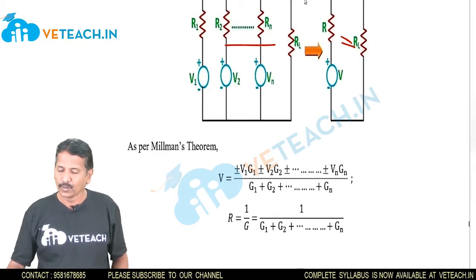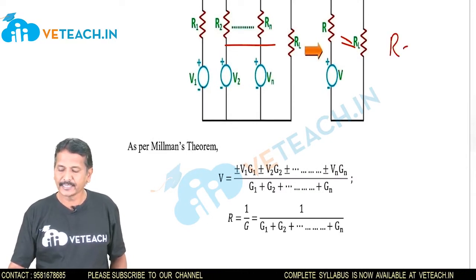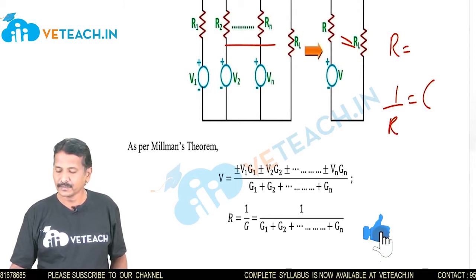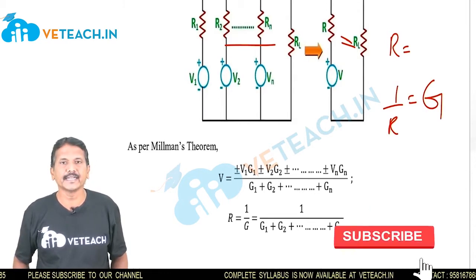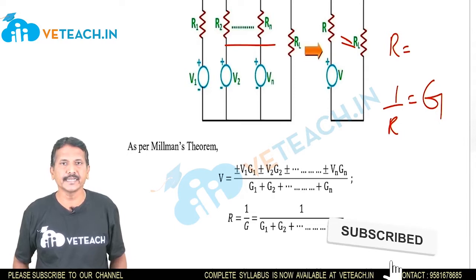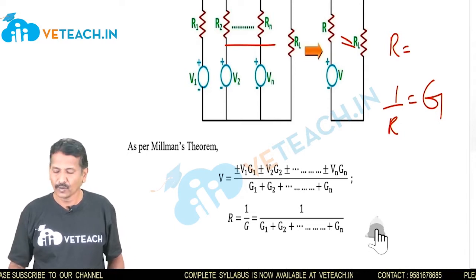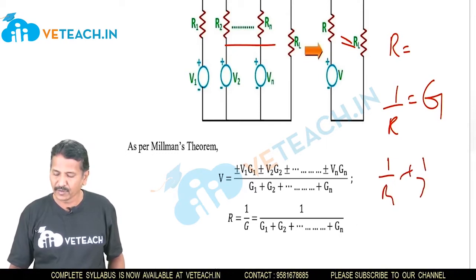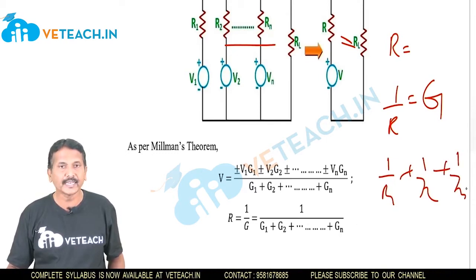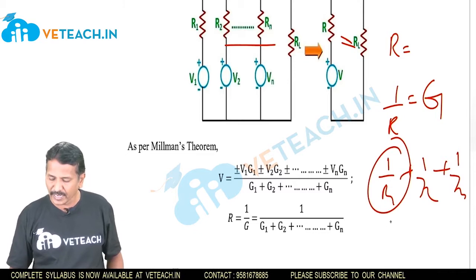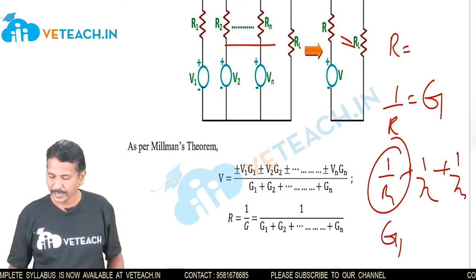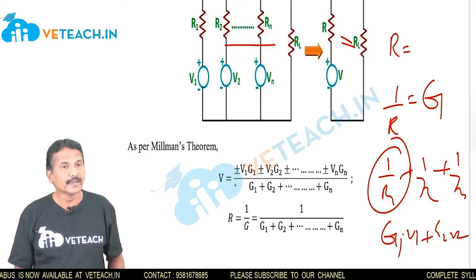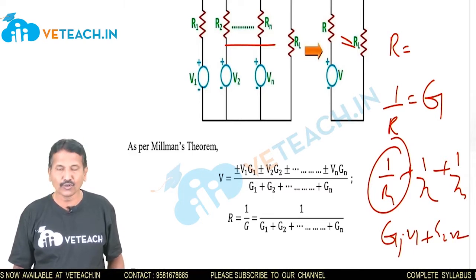Now, students, R is the resistance. The reciprocal of R, 1 by R, is nothing but the conductance G. Why? Because for resistances in parallel, we write 1 by R1 plus 1 by R2 plus 1 by R3, going on like that. Instead of 1 by R1, we can write just G1 into V1 plus G2 into V2. Right? V1, G1, V2, G2, and so on.